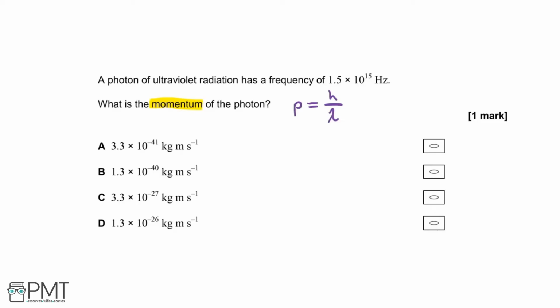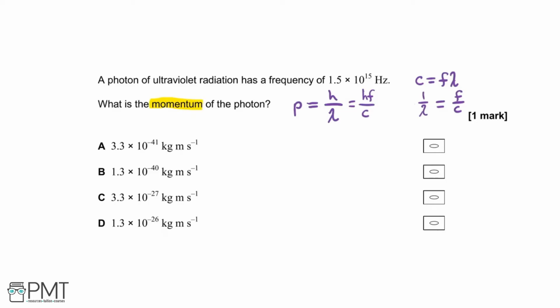So let's first of all put this into a format where we can use frequency, because we know that the speed of a photon is equal to its frequency multiplied by its wavelength. So we can say that where c is equal to f lambda, 1 divided by lambda is equal to the frequency divided by the speed of light. So the momentum of the photon is equal to Planck's constant times its frequency divided by the speed of light.